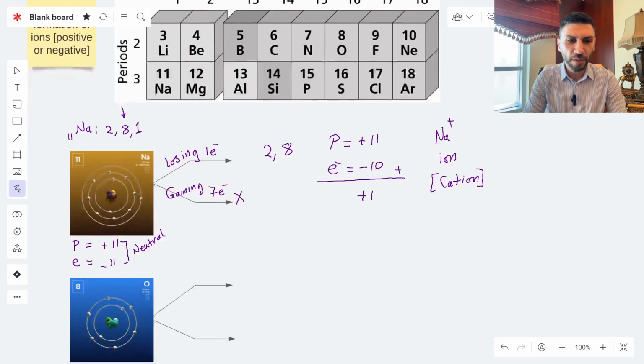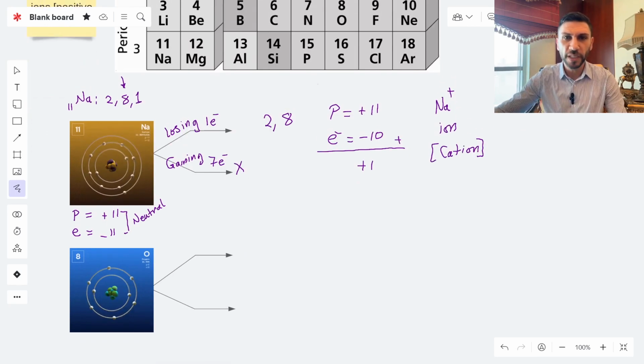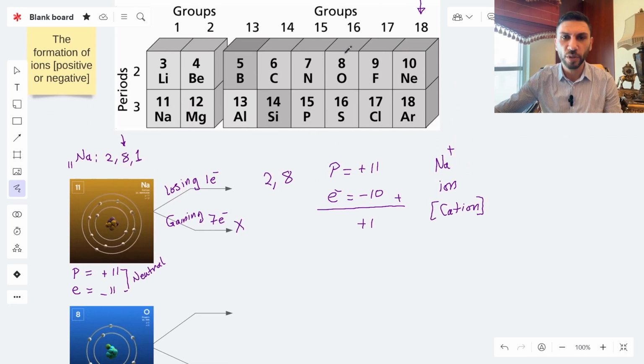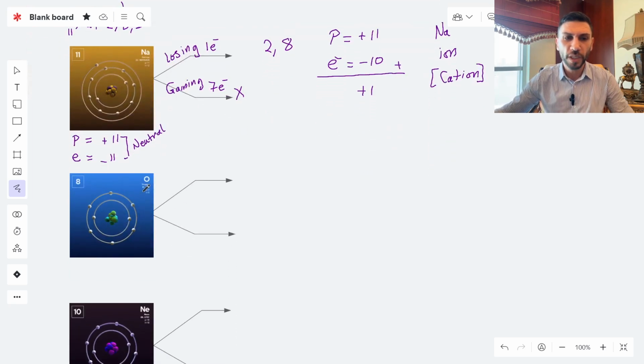Let's have another example. If you check oxygen in the periodic table, it has the atomic number of 8. So if we write the electron configuration for oxygen, it's going to be 2 and 6: 2 electrons in the first energy level and 6 electrons in the outermost, second energy level. That means we have 6 valence electrons. We need to implement the octet rule, which means we need to have 8 valence electrons.